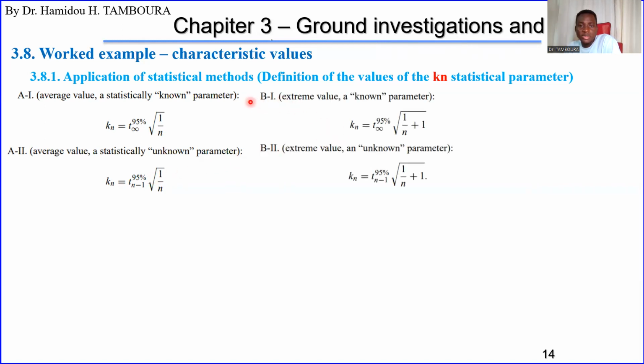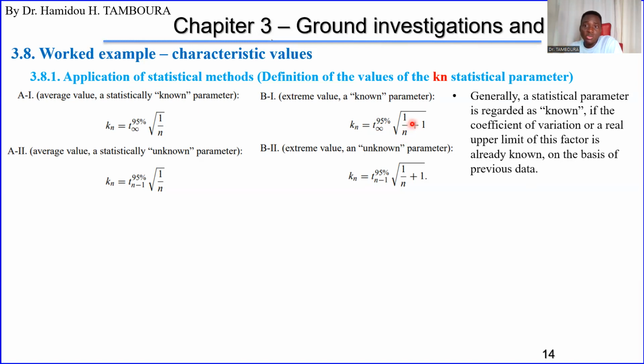And this case is for the extreme value. Okay. Known parameter. Extreme value, unknown parameter. This is the formula for Kn. So what is missing in this formula? What is missing is the t. The t. Okay. N is the number of samples. We know already the number of samples is 11, right?